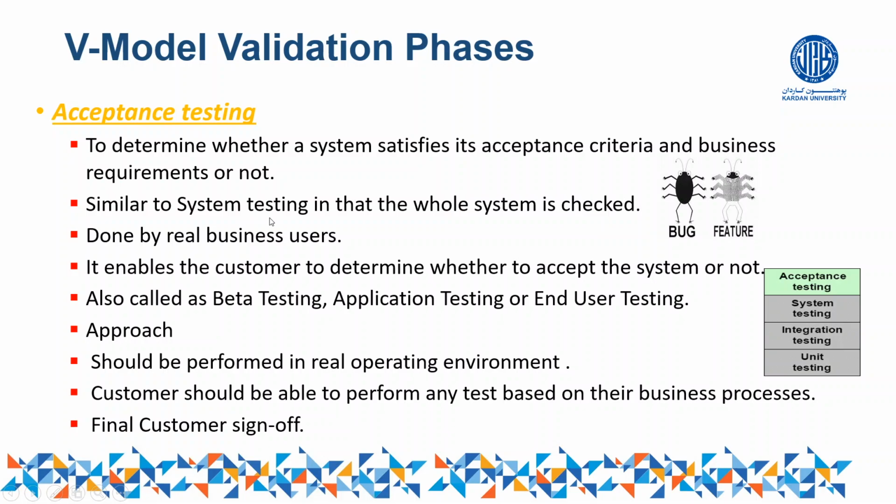Similar to system testing, in that the whole system is checked. The whole system is checked here, all the functionalities, the requirements, the business requirements, in acceptance testing, done by real business users. This acceptance testing is done by the business users or by the clients or by the stakeholders. It enables the customer to determine whether to accept the system or not. This is also called beta testing, application testing, or end user testing. End user testing should be performed in a real operating environment.